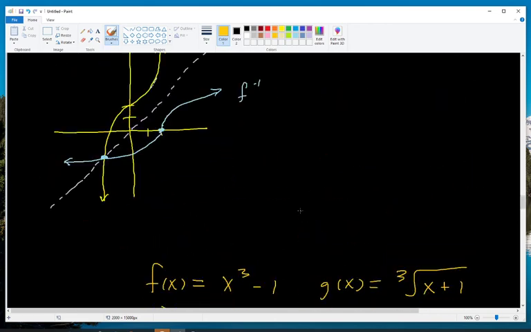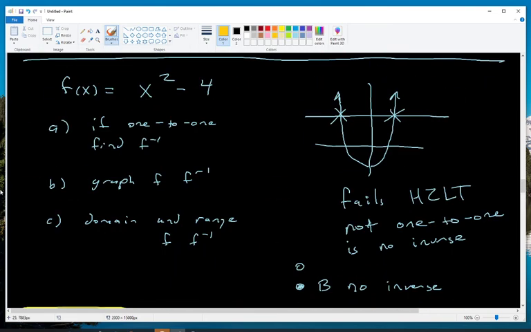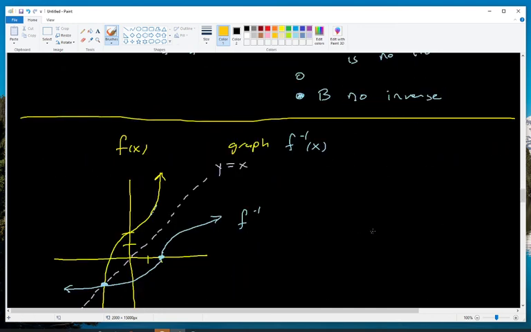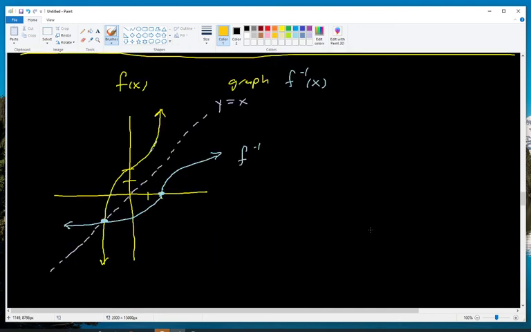And just remember, if it fails the horizontal line test, there is a choice where you just say there is no inverse, and they have an option like that for those types. That's basically everything you should see in the section. So we'll just wrap it up there.